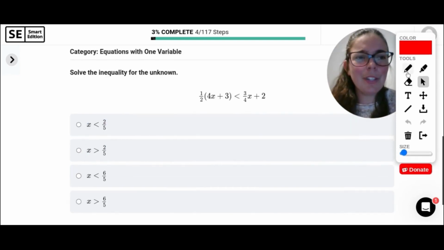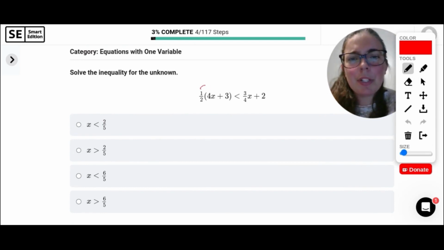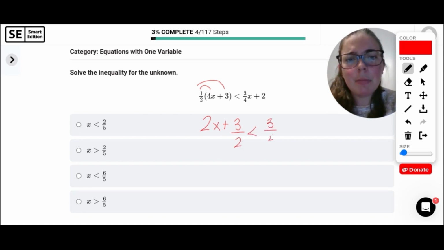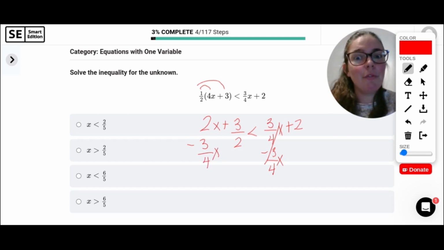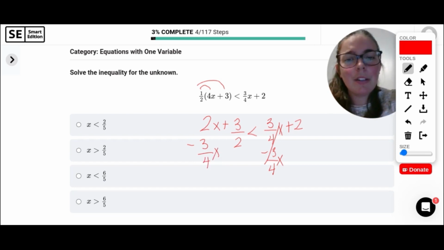All right, let's solve the inequality for the unknown. So the first thing I want to do is get rid of these parentheses. So let's distribute this 1/2. So I have 1/2 times 4x, which would be 2x, plus 3/2. And that's going to be less than 3/4 x plus 2. So what I want to do here is get the x's on the same side of the inequality. So subtract 3/4 x from both sides. So 2 is the same thing as 8/4. So 8/4 minus 3/4 would be 5/4 x.